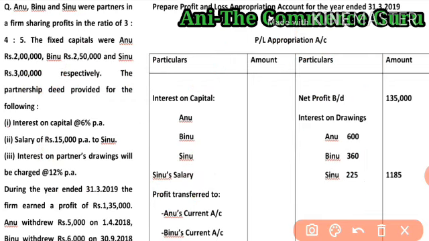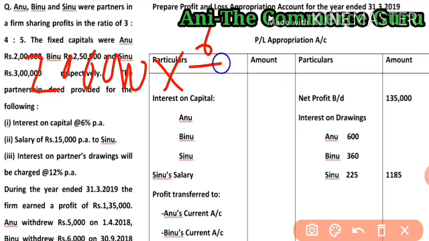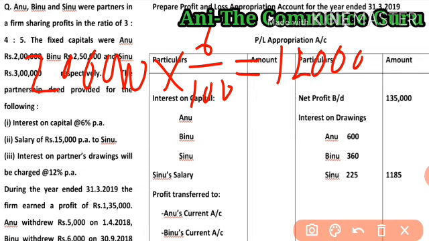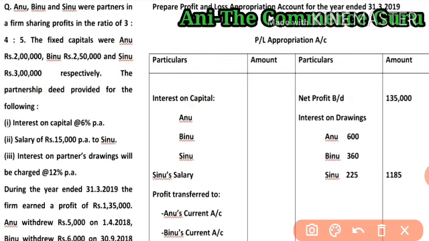So once again, let's see. Anu's capital is 2 lakh into rate of interest 6%. So interest on capital for 1 year is equal to 12,000 rupees. So Anu's interest on capital we got as 12,000 rupees. It's already over for Anu. Then in the same way we need to calculate the interest on capital of Binu.